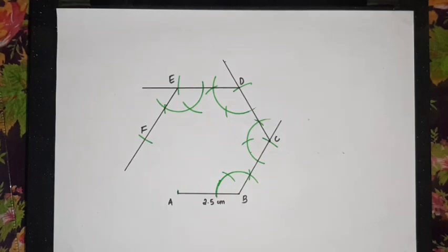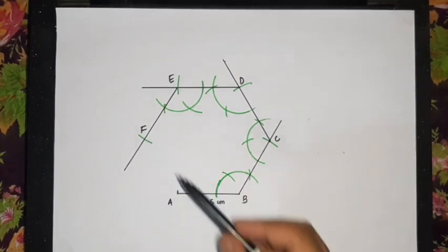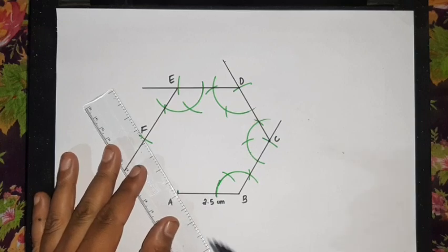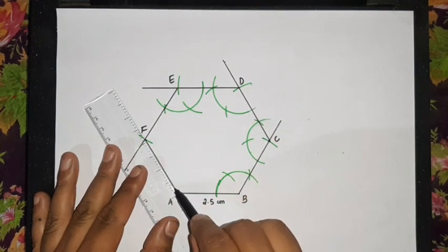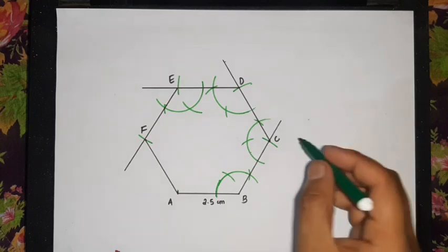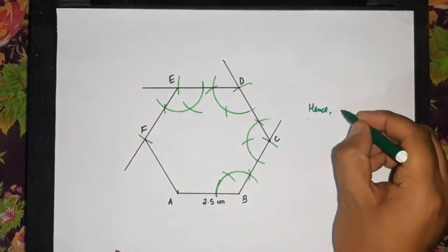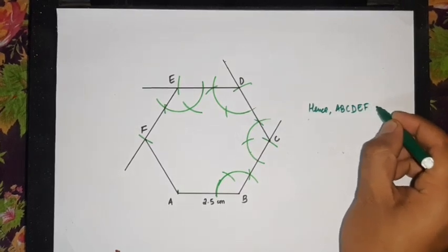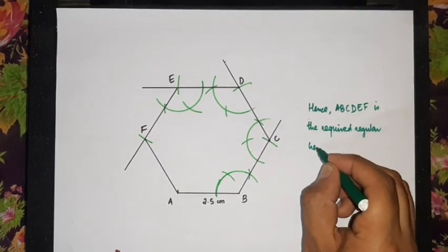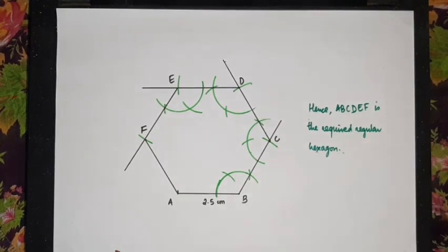So finally, this is my point F. At last you need to draw a 120-degree angle, so you will directly join these two points. This will automatically be equal to 120 degrees. So that's how we draw our regular hexagon. So pause the video to note down.